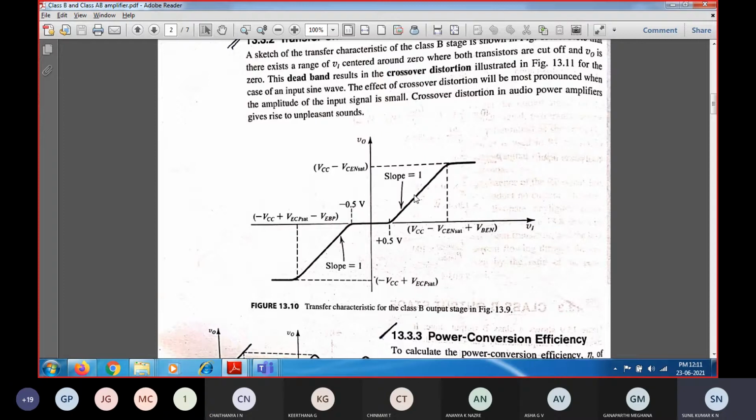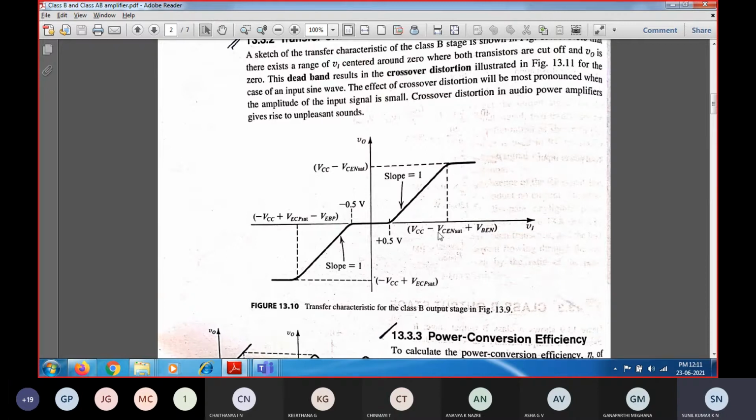So you get a slope equal to 1 whenever the input voltage is greater than 0.5. What is this 0.5 volts? This 0.5 volts corresponds to the base to emitter voltage of the NPN transistor. Whenever the input voltage is greater than 0.5 volts, only then is your output voltage linearly proportional to the input voltage. And when the input voltage exceeds the collector to emitter voltage, the transistor enters saturation, and the output gets saturated at the positive swing, which is equal to VCC minus VCEN sat. This is as illustrated in the figure. Up to here you can see the slope is equal to 1.